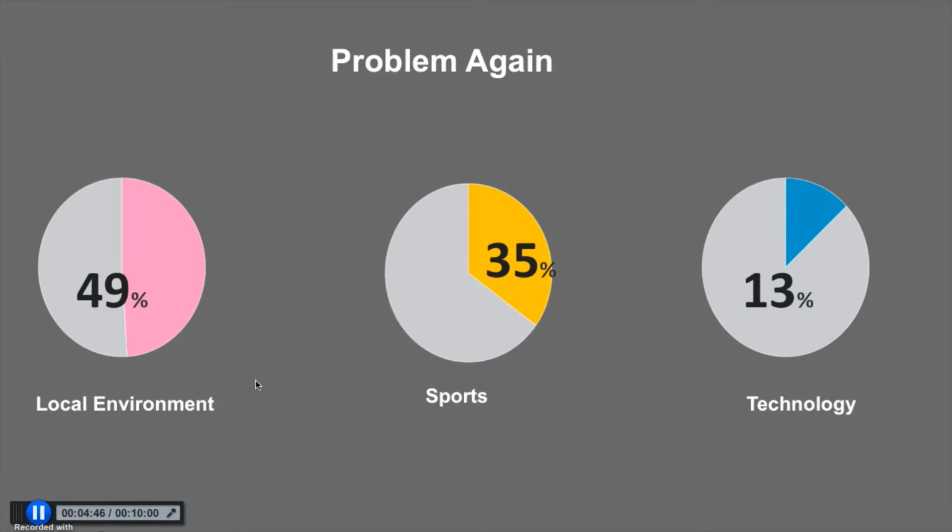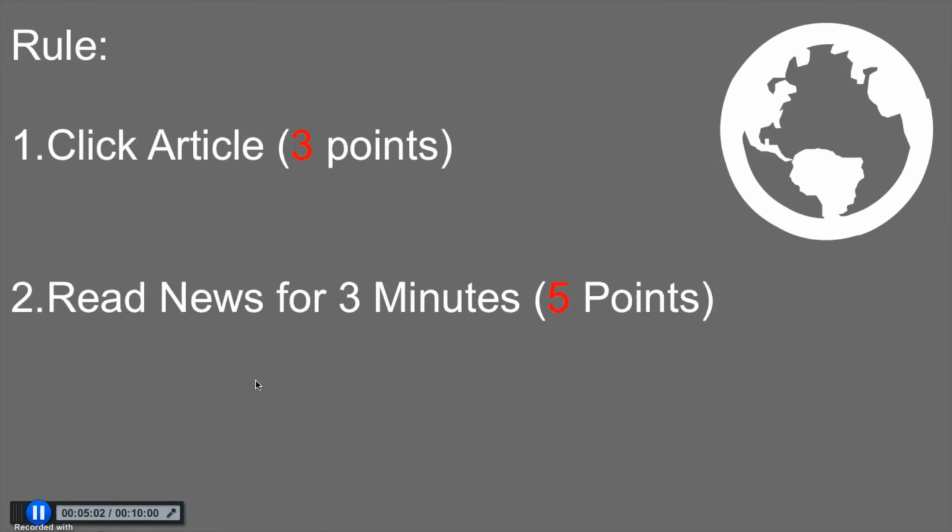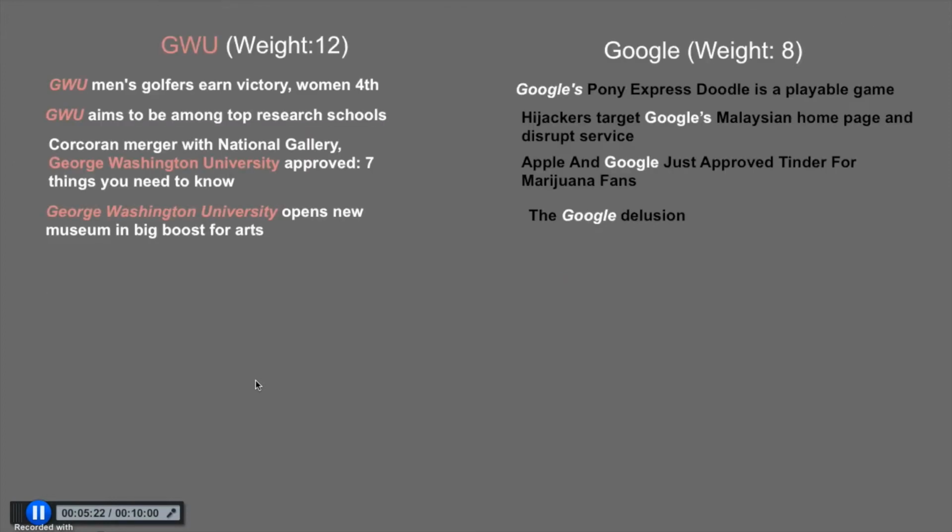However, there might be a problem again. Everyone has different preferences toward each topic. For me, I really want to read more news about local environment than sports news, so I designed these special rules. If you click one of the articles, you get 3 points. If you read the news for 3 minutes, you get 5 points. That's how I give a weight to each keyword to show how important the keyword is.